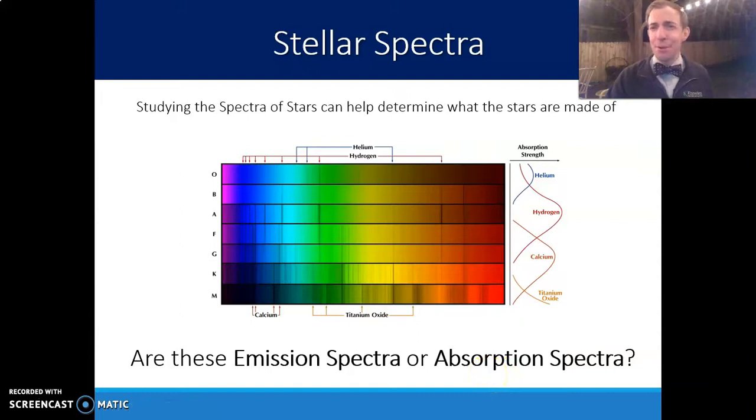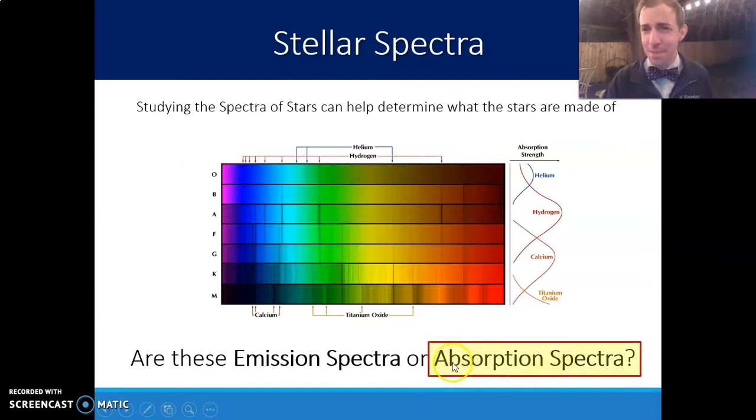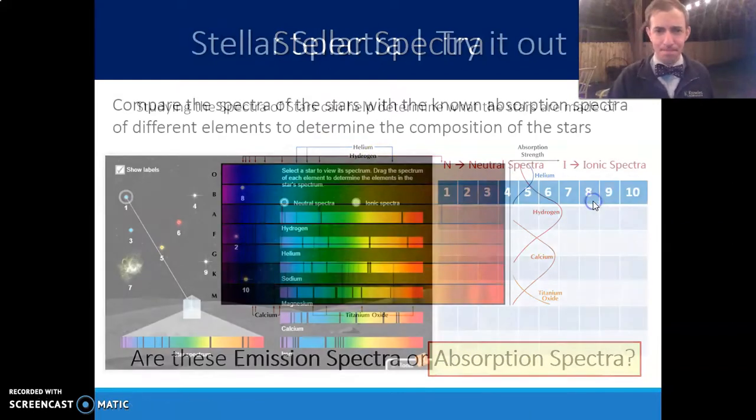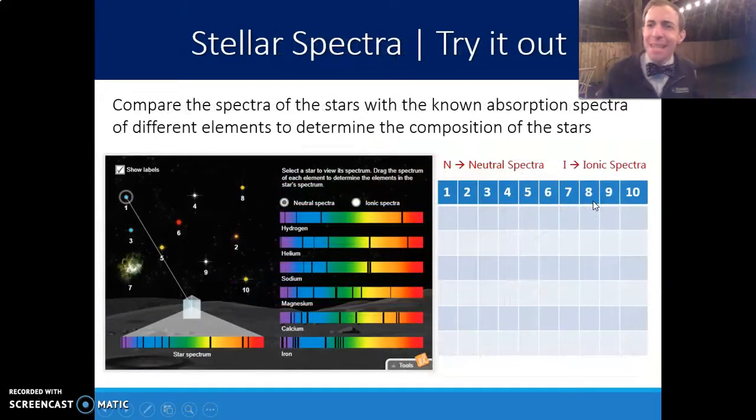An emission spectra would be if it was nothing, but then just discrete lines of light. In this case, it's mostly light with discrete lines that are not there. So that is an absorption spectra. That means that these elements are absorbing part of that light before it makes it to the Earth. And we can actually use this to help us identify what elements are present within a star.